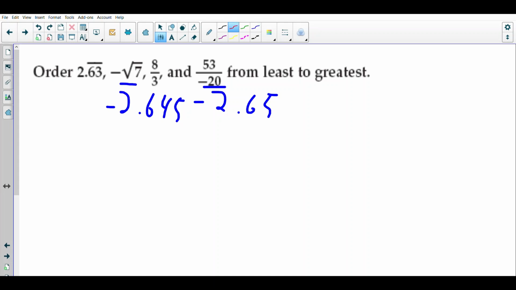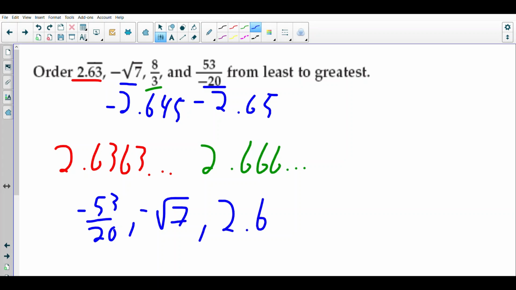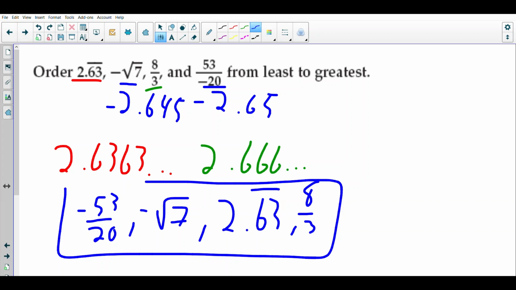And then we have 2.6363 and so on. And then the last one, 8 divided by 3 would be 2.666 and so on. So now I want to order these smallest to biggest. So I have negative 53 over 20, then the negative square root of 7, and then 2.63 repeating, and then finally 8 over 3. Okay, so we're just using our calculator, checking the value of numbers, and trying to figure out where everything goes.